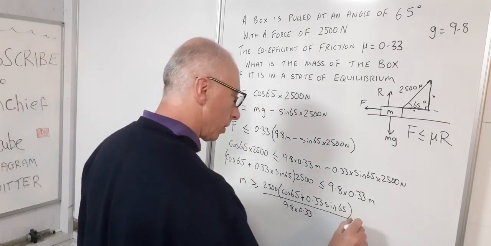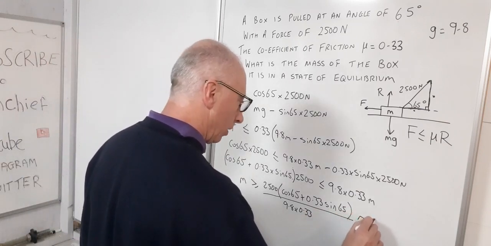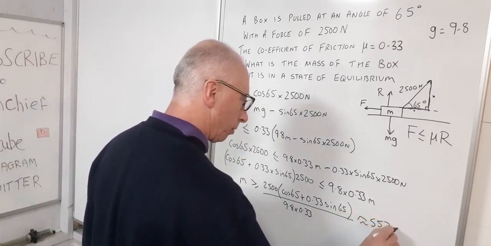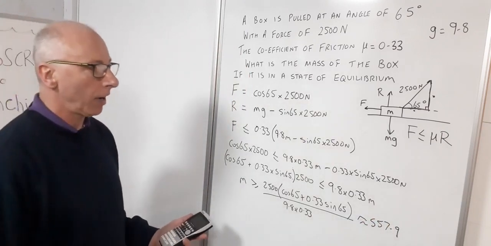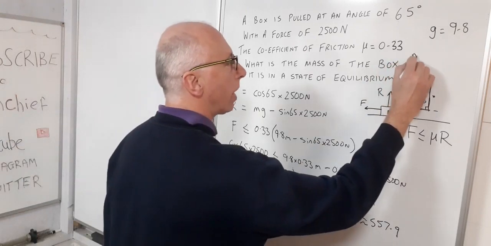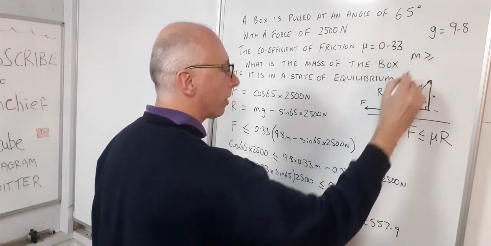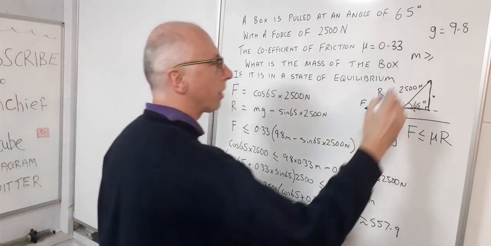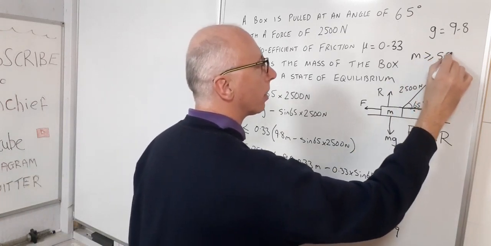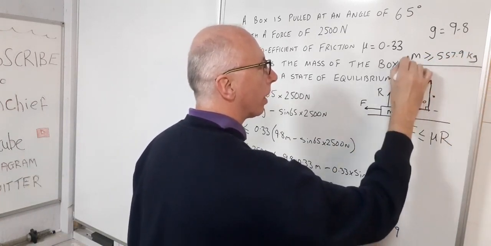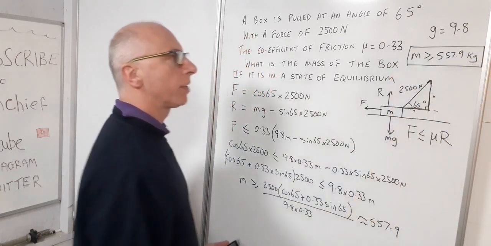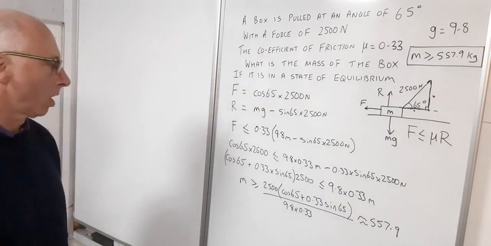So that's approximately 557.9. Okay, so that's going to be the mass of our box. So therefore the mass is going to be greater than or equal to 557.9, and that's in kilograms. And that's the mass of the box we need for everything to be in equilibrium.